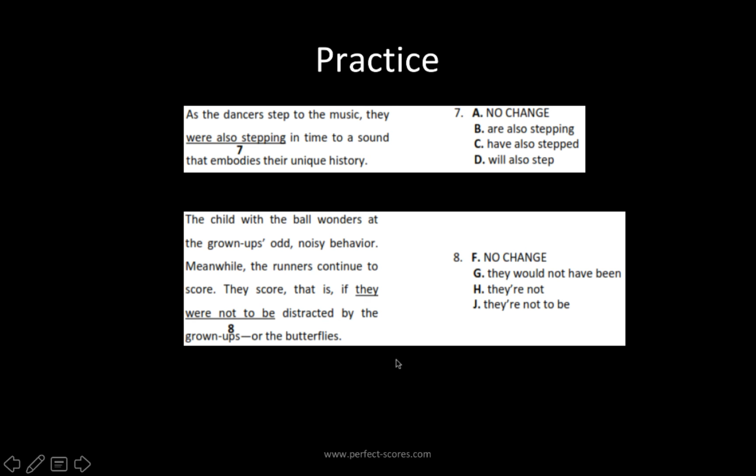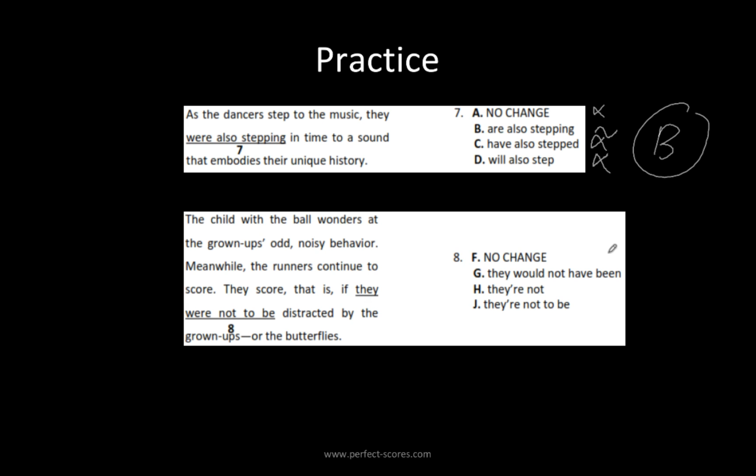So let's do some practice. The 7th one. Okay, here's the pen. As the dancers stepped to the music, they were also stepping in time to a sound that embodies their unique history. Now you know, the sentence is talking about something in the present, so were also stepping is wrong. Are also stepping, we can keep it because it's in the present. Have also stepped means they have just completed something and we don't need the perfect tense, so C is wrong. Will also step. Definitely we are not using the future tense, so D is also wrong and B is the answer.